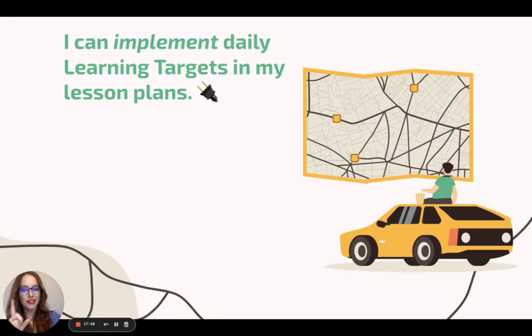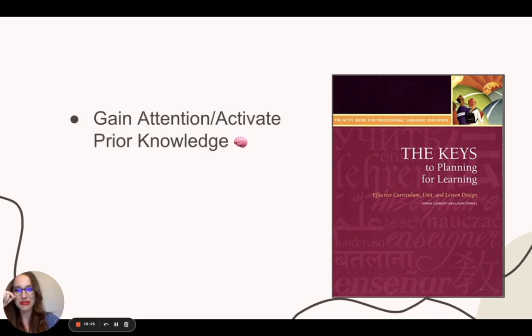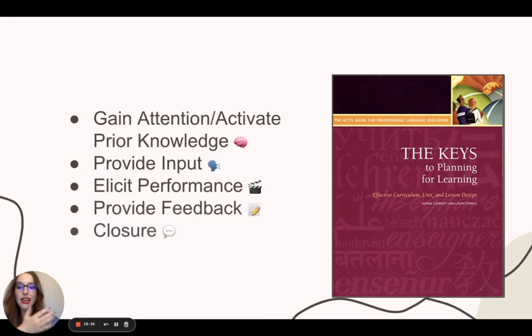All right, last session learning target. I can implement daily learning targets in my lesson plan. So you understand the value, you know what makes one, you can create them. How do you use them? In order to be able to use them in your lesson plan, we need to know what makes a great lesson cycle. So according to Donna Clemente and Laura Terrell in the excellent book, The Keys to Planning for Learning, if you don't have a copy, run to Amazon now or the ACTFL bookstore. So we know that in a lesson cycle, you need to gain attention, activate prior knowledge, provide input, elicit performance, provide feedback, and close.